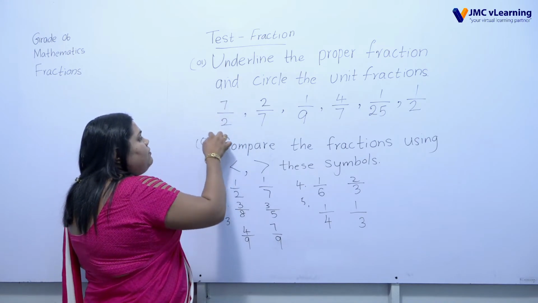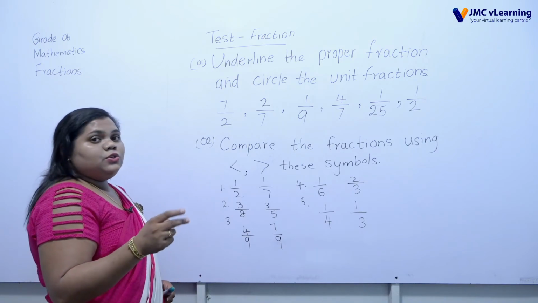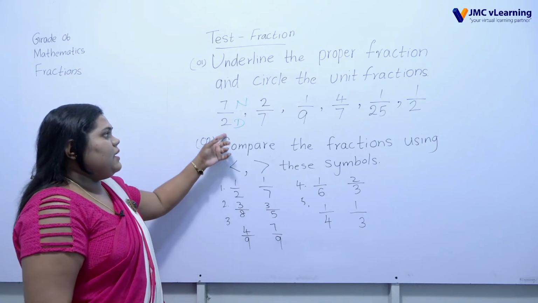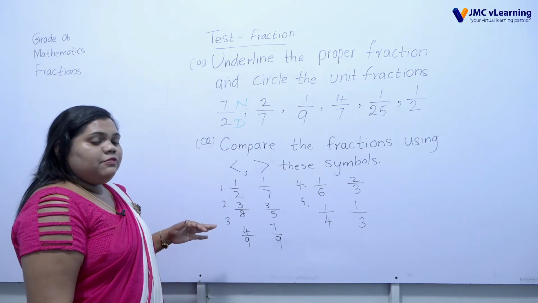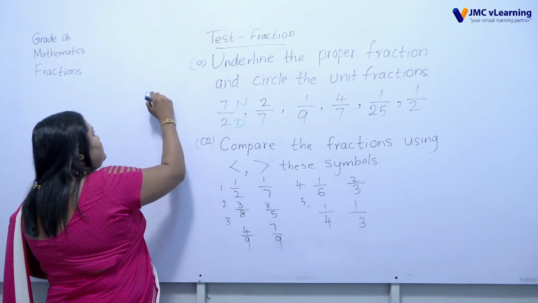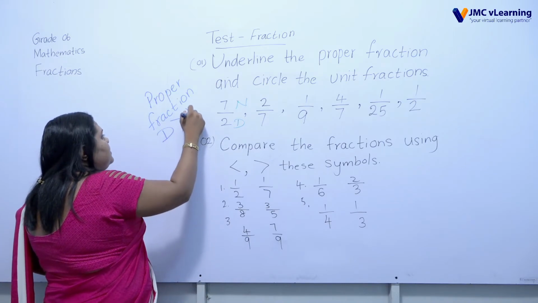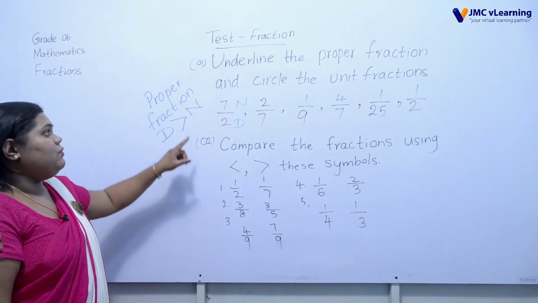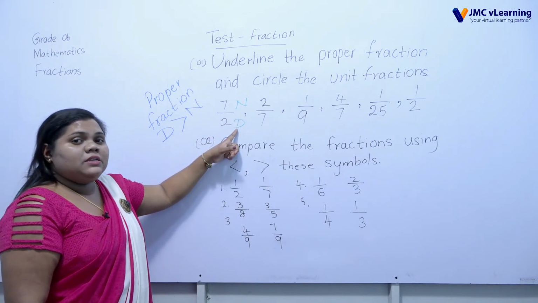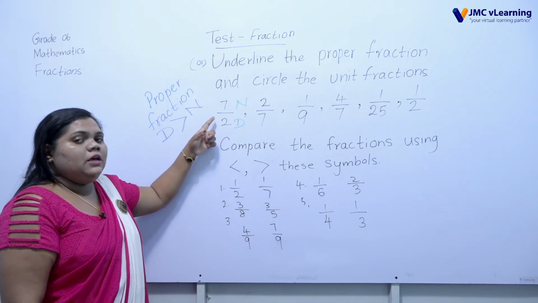Now when we talk about a fraction, you know a fraction has 2 parts, the denominator and the numerator. When we talk about the proper fraction, what is the thing that you have learned? In a proper fraction, the denominator is bigger than the numerator. Now you want to compare these two. 7, 2. Here the denominator is smaller. So can you take this one as a proper fraction? No, this is not a proper fraction.